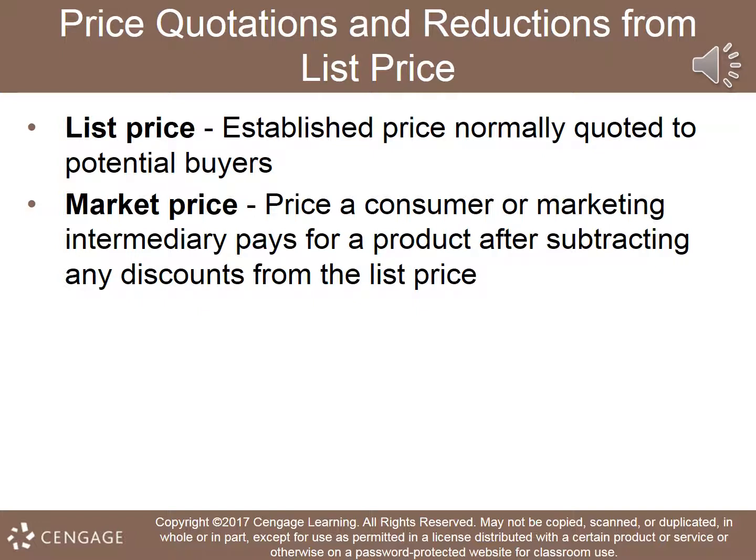The list price of a product is the rate normally quoted to potential buyers. The market price is the price a consumer or marketing intermediary actually pays for a product after subtracting any discounts, allowances, or rebates from the list price. The market price may or may not be equal to the list price. A list price often defines a starting point from which discounts set a lower market price.